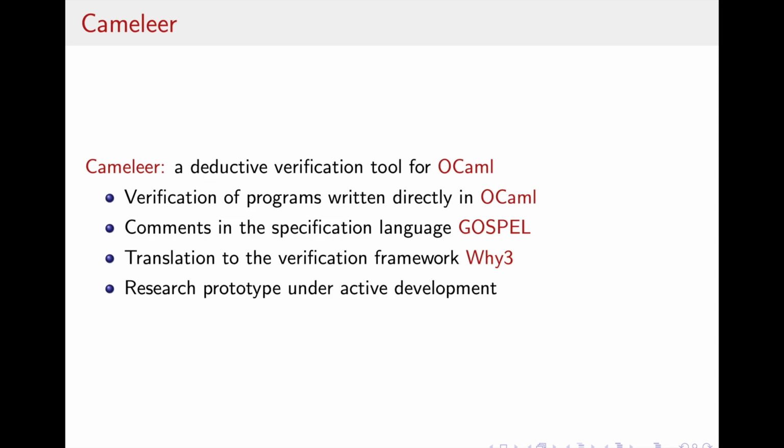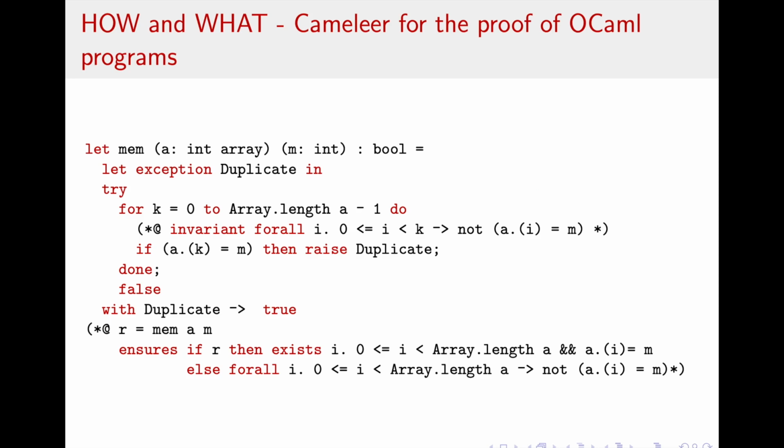We'll now present a small example of a program written in OCaml with Gospel comments. Take this function, mem, which searches through an array of ints a for an integer m, returning a boolean representing the presence of the element in the array. A simple for loop through the array, and if we find the element we are looking for, an exception is raised. This exception is raised to ensure that the program is efficient, acting as a break statement in the loop. But, to verify the correctness of the program, we must provide it with a specification.